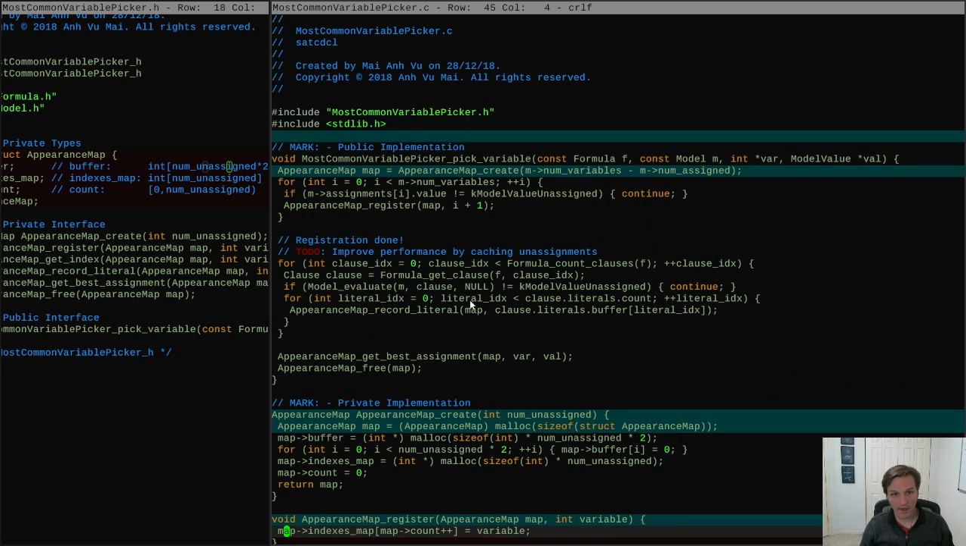Makes perfect sense. And I assume that this is just, now that I've seen the pieces, it's funny, I haven't even read how they're put together, but I assume that's what's going to happen. We're going to loop over all of the clauses.